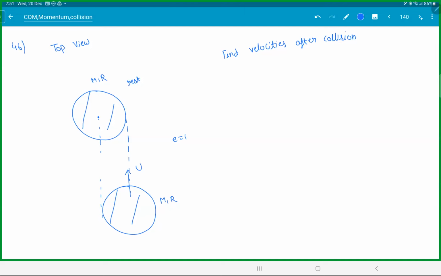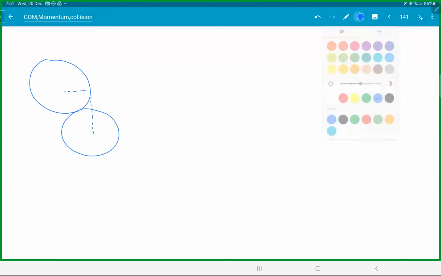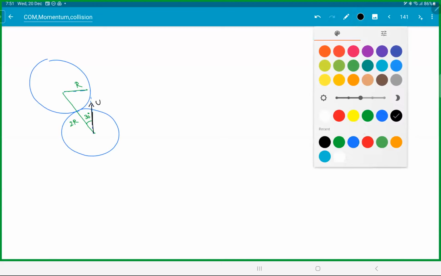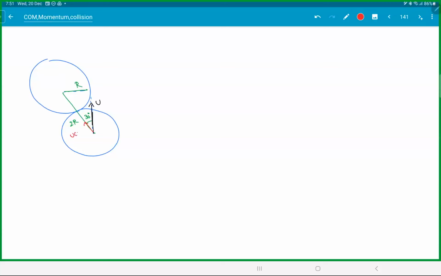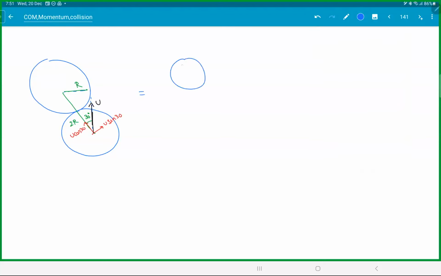What is step 1? Draw the normal when they're about to collide. So when they're about to collide, if you draw, this is 2r. I didn't draw it properly. This is r. This would be 30 degrees. So if this was u, this component will be u cos 30 and this component will be u sin 30. So you can split this into two parts.